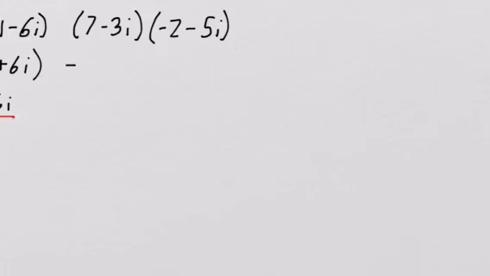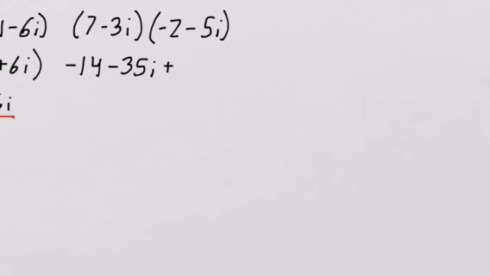So if I do 7 minus 3i multiplied by negative 2 minus 5i, we'll go ahead and do FOIL with this. So the first terms are 7 and negative 2. That gives me negative 14. Outside terms are a 7 and a negative 5i. So that's going to give me negative 35i.